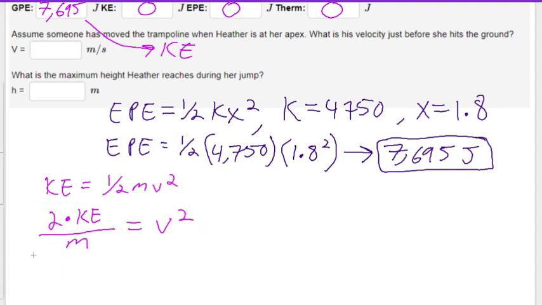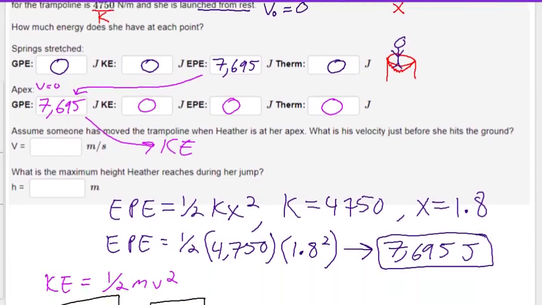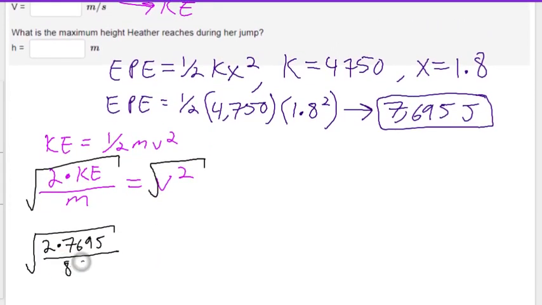In order to solve for v, we're going to have to square root both sides. So we find out that v should be equal to the square root of 2 times kinetic energy divided by mass. So if I plug that into my equation, I can take all my numbers: 2 times the kinetic energy, which we said was 7,695, divided by her mass, which is 80 kilograms. And then we just have to solve for this. If we evaluate it in our calculator, we should end up with a velocity of 13.87 meters per second.